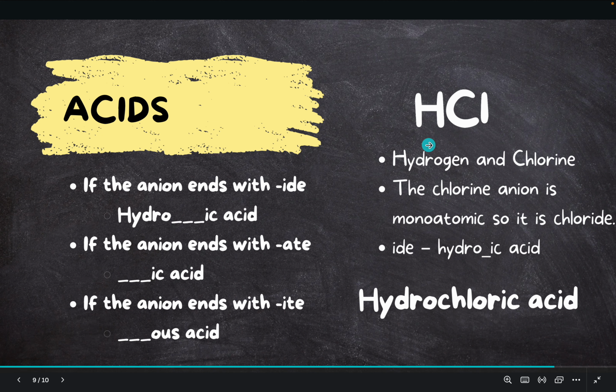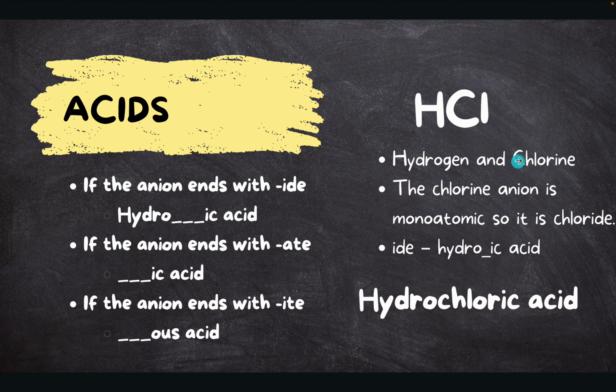So let's take HCl, hydrogen and chlorine. The chlorine anion is monoatomic, "ide." So it will be hydro-blank-ic acid. You would put the chlorine in this blank right here. So it's hydrochloric acid.